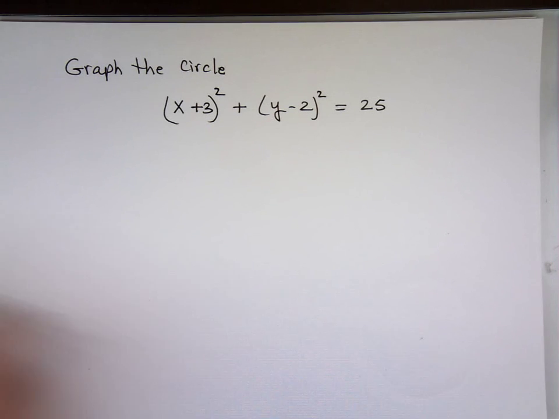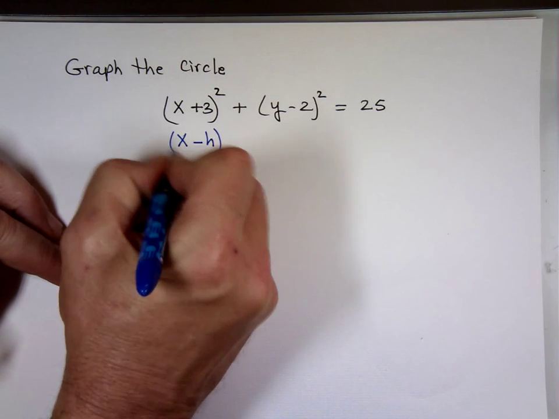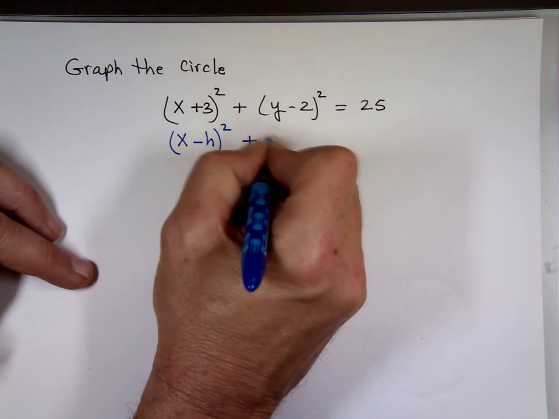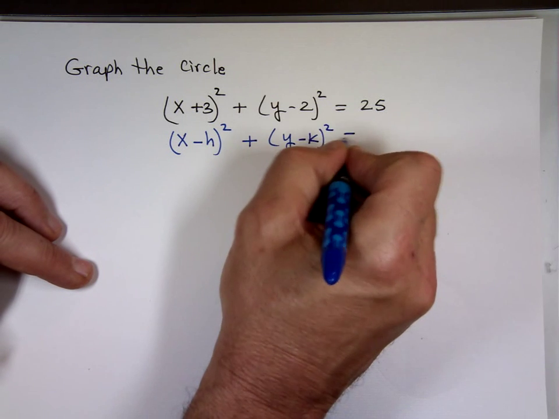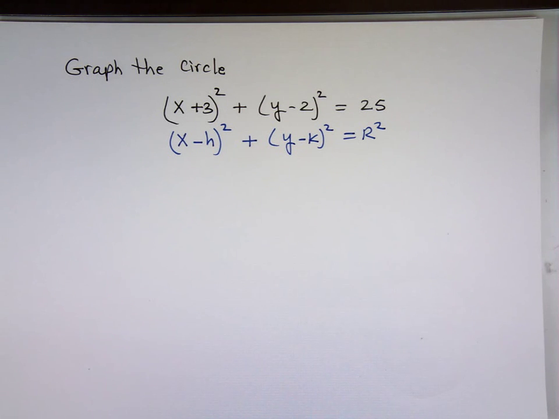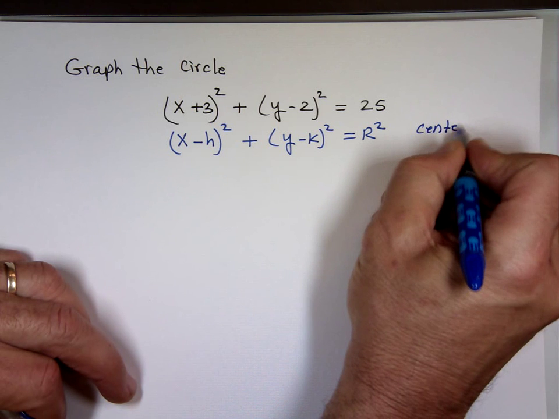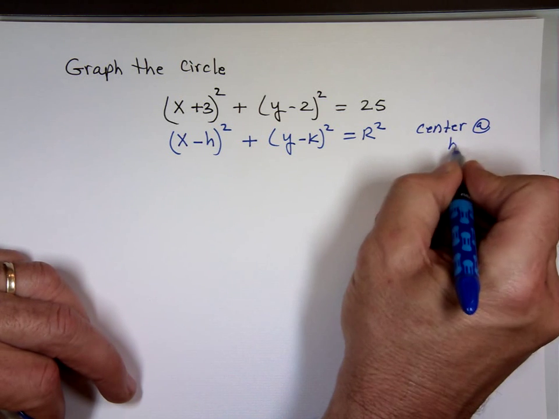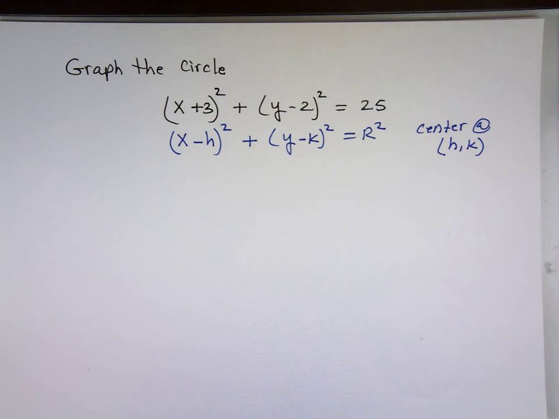Again, the form I'm trying to match is what? X minus h squared plus y minus k squared equals r squared. That is the standard form for a circle. And when you get in that form, your center is at h comma k. And you know what r is, and you can graph it.